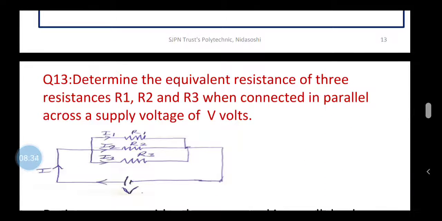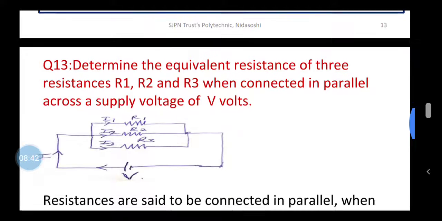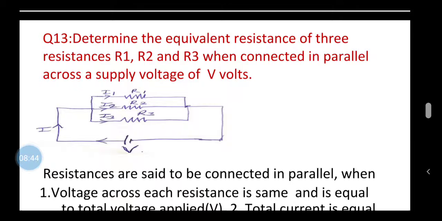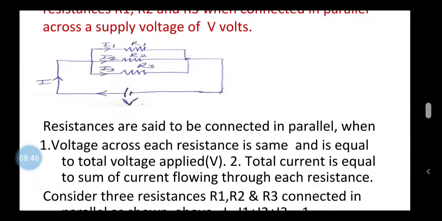Okay, now let us come to question number 13. Determine the equivalent resistance of three resistances R1, R2 and R3 when connected in parallel across a supply voltage of V volts. Now consider the figure. There are three resistances R1, R2 and R3. One end of all the resistances are connected to one common point and the other end of all the resistances are connected to another common point across which an input voltage of V volts is applied.